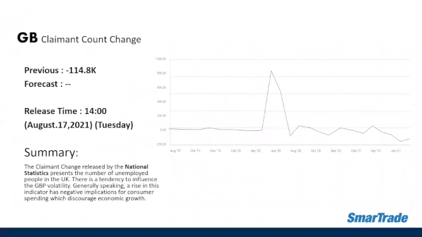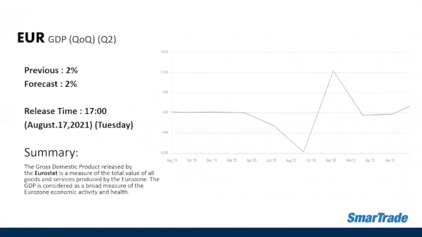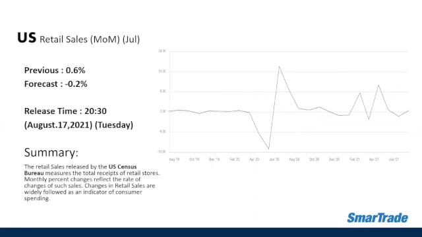Again, for the European session, we have claimant count change for UK later at 2 p.m. And also we have unemployment rate and GDP for Eurozone on a quarterly basis later at 5 p.m., and yearly basis as well for GDP for Eurozone. And for the US session, we have retail sales monthly basis for July later at 8:30 p.m.